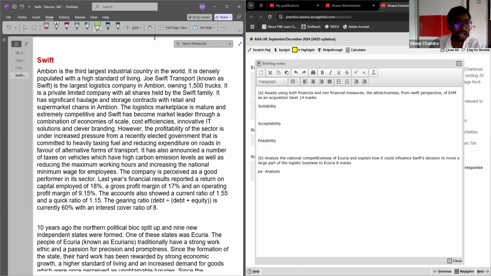Okay, Swift. Ambien is the third largest industrial country in the world. Okay, maybe many industries are there in this country. It is densely populated with a high standard of living. Joe Swift Transport, known as Swift, is the largest logistics company in Ambien, owning 1,500 trucks. It is a private limited company with all shares held by the Swift family.